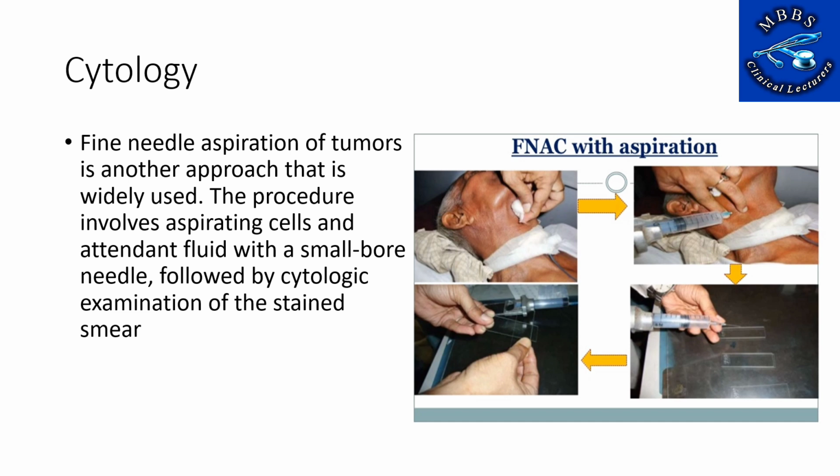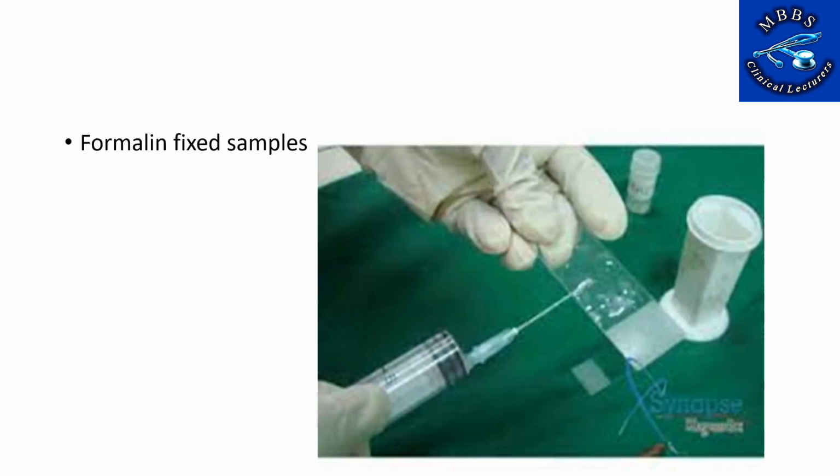The material is sprayed on one slide, and then we take a second slide, with which the material is spread. So this procedure involves aspirating cells and obtaining the fluid with a small bore needle, followed by cytological examination of the stained smear. The last step is to stain these slides. These slides also need a formalin fixed sample.